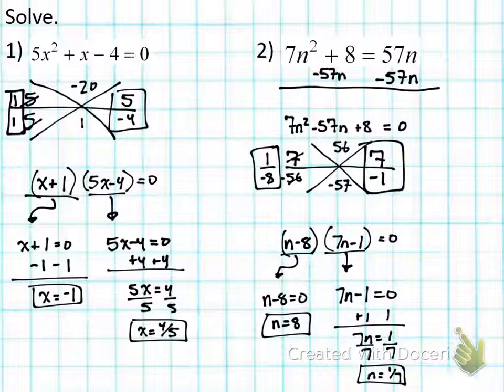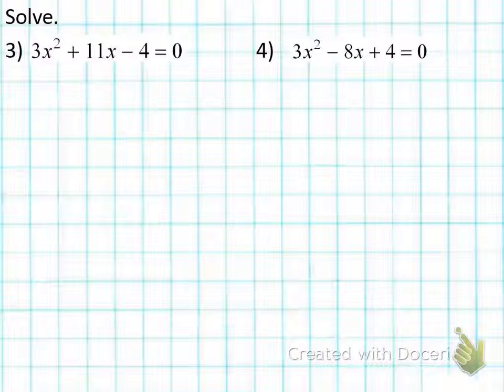Okay? Makes sense. So if you're in the video, you should pause now and write this down. Continue on number 3. Here we go. Number 3. Let's do this one together. We'll start it off together. We got 3x squared plus 11x minus 4 is equal to 0. Please write that one down.